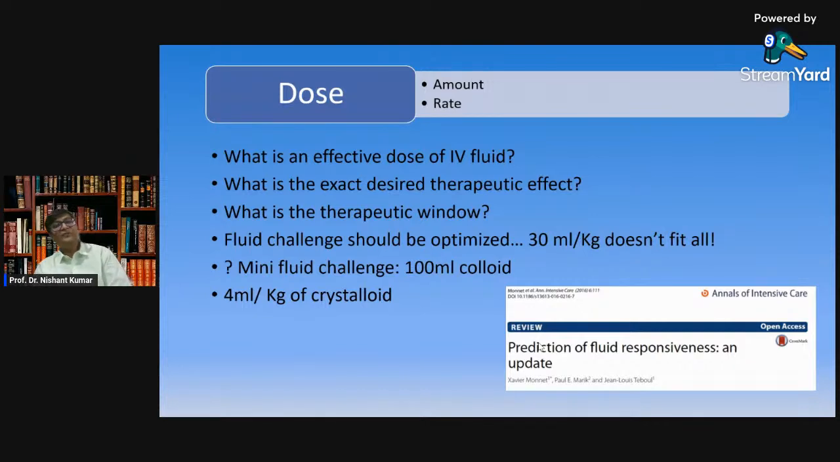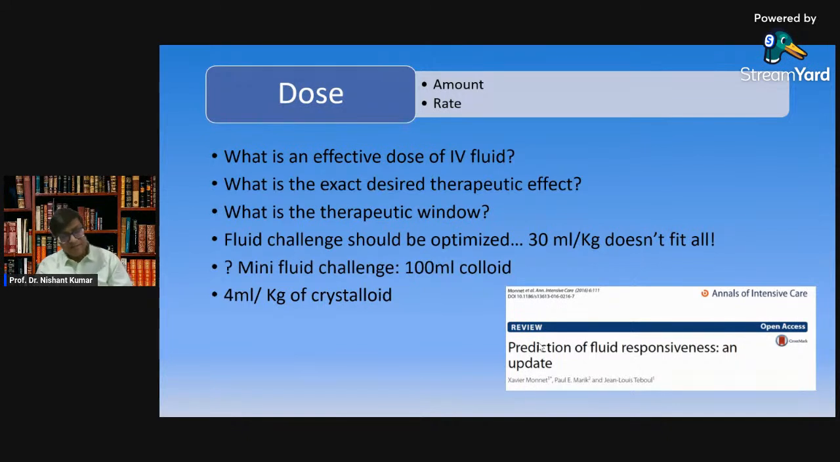So, what is an effective dose of an IV fluid? That will depend on what is the exact desired therapeutic effect that you want. Again, the therapeutic window can be quite narrow in certain patients, for example, patients in renal failure, or patients with congestive heart failure. So remember, the therapeutic window will have to be individualized. Now, what is the desired therapeutic effect that you want? You want to target a MAP of more than 65 mmHg? Fine, you target that and then stop beyond that.